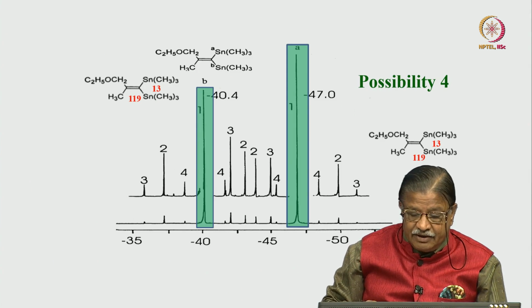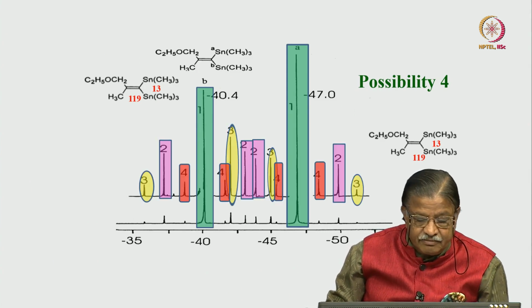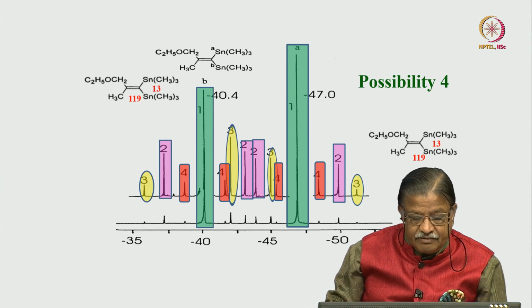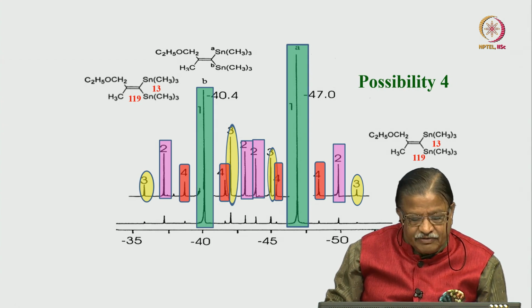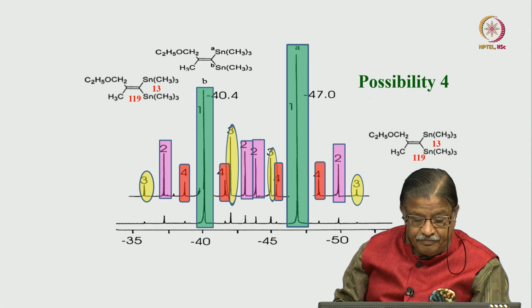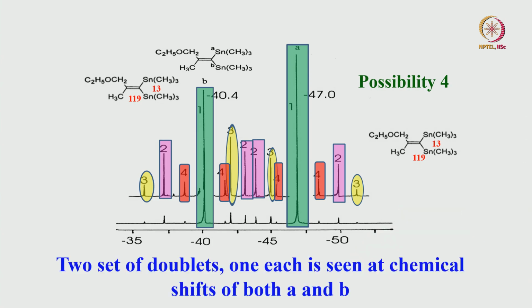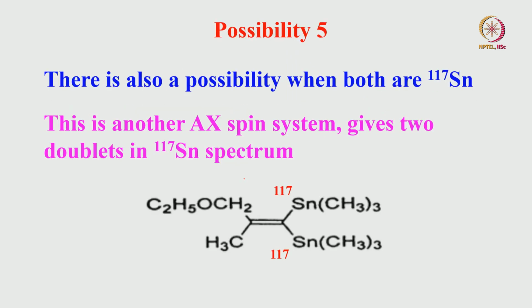And this we have analyzed, this we have assigned, and these are the 4 peaks. Very weak. So, with that also we could get 4 peaks, each of them giving a doublet. That's done. Okay, next. What happened to the other set of 2 doublets? They are seen at the 13C resonance.